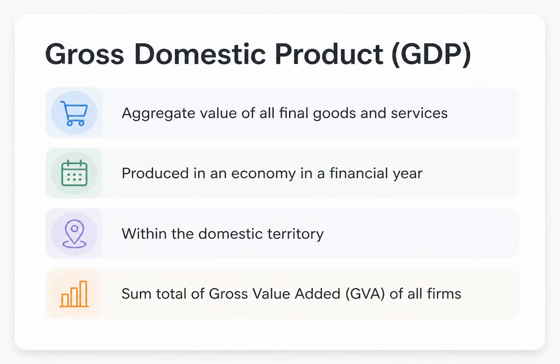Moving on to core macroeconomic concepts. Gross domestic product, or GDP, is the aggregate value of all final goods and services produced within a country's domestic territory during a financial year. It can also be understood as the sum total of the gross value added by all firms in the economy.